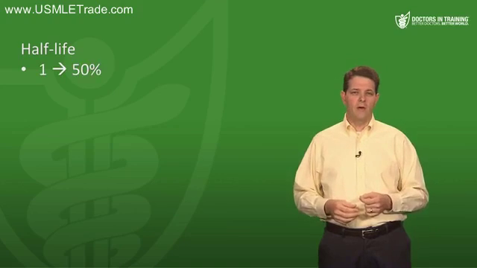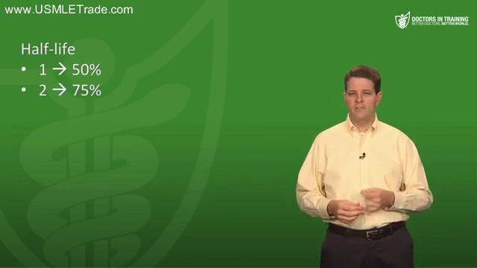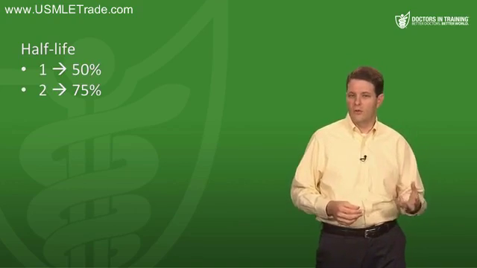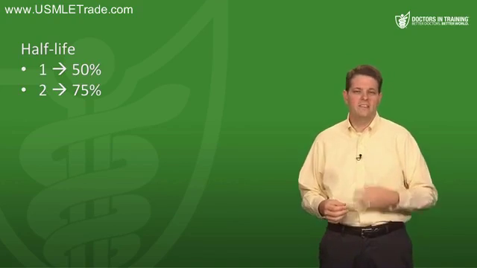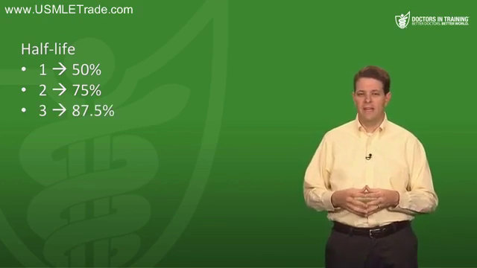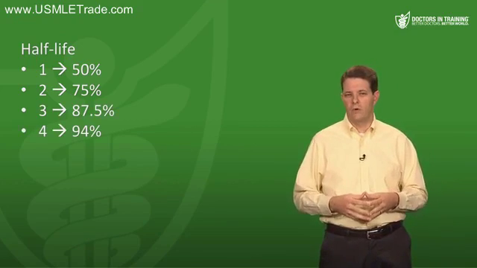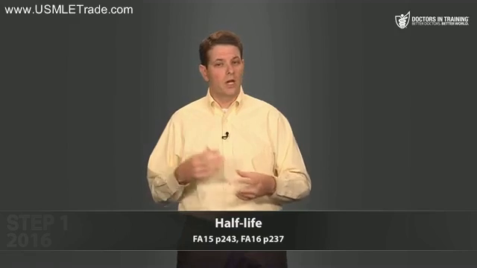After 1 half-life, obviously you've eliminated 50% of the drug. At 2 half-lives, you eliminate 50% of whatever's left, which is another 25%. So now you've eliminated 75% of the starting amount. At 3 half-lives, you've eliminated 87.5%. And at 4 half-lives, you've eliminated 94%. And again, those work the other way too.